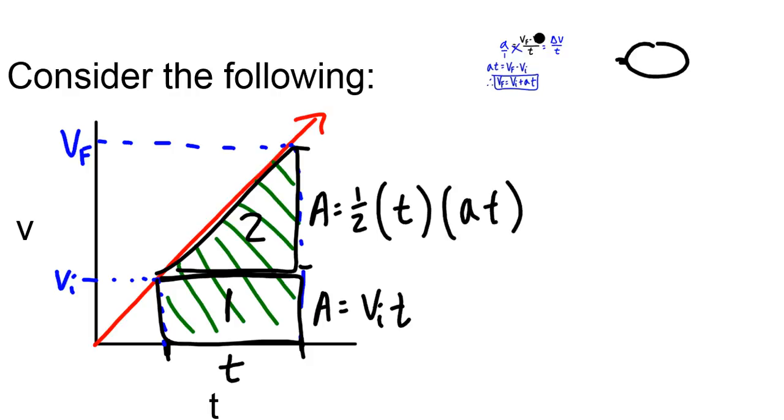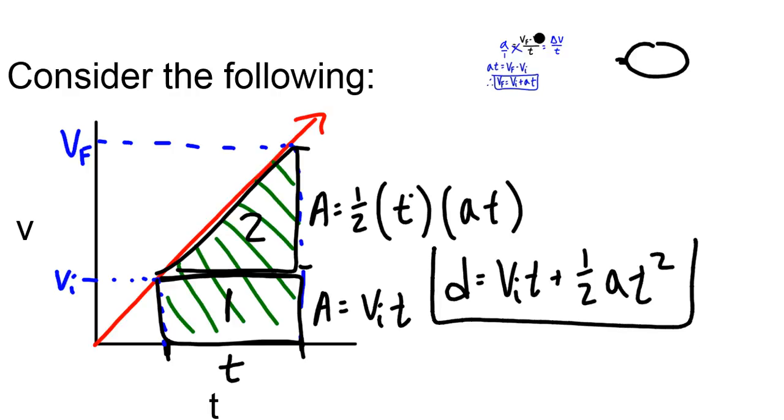So what does that mean? It means that the displacement of an object is Vi times t plus 1/2 acceleration, since I have two t's, times time squared. And there is our second kinematics equation.